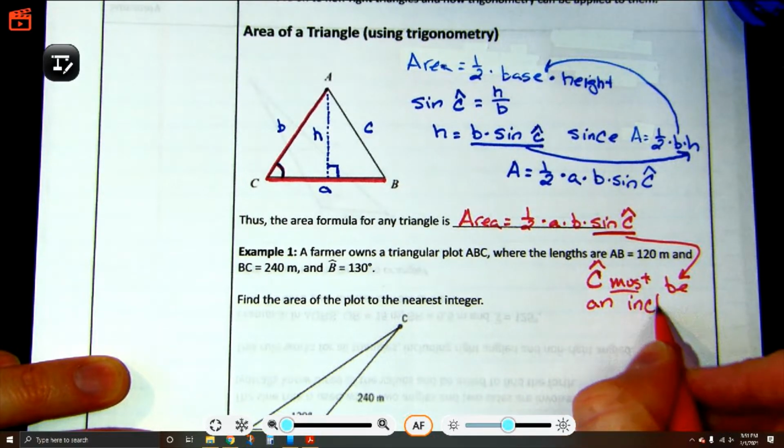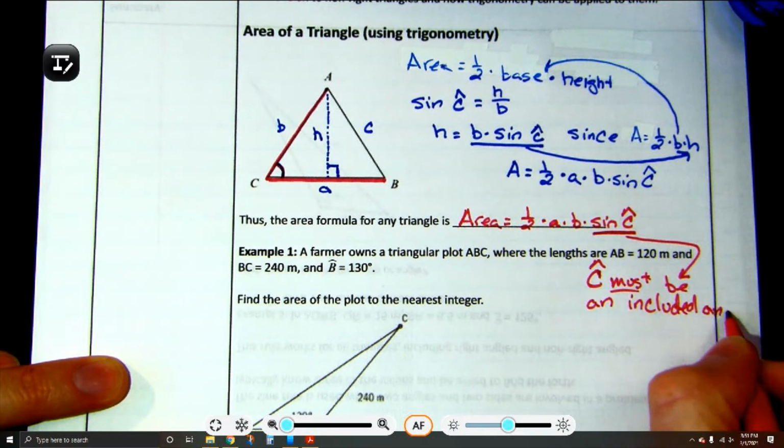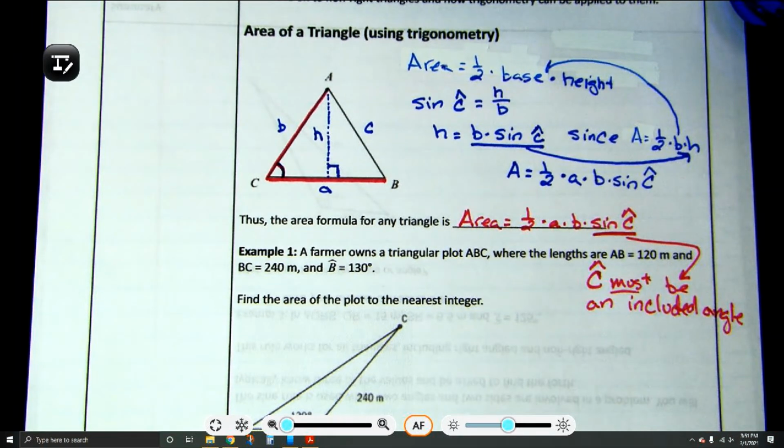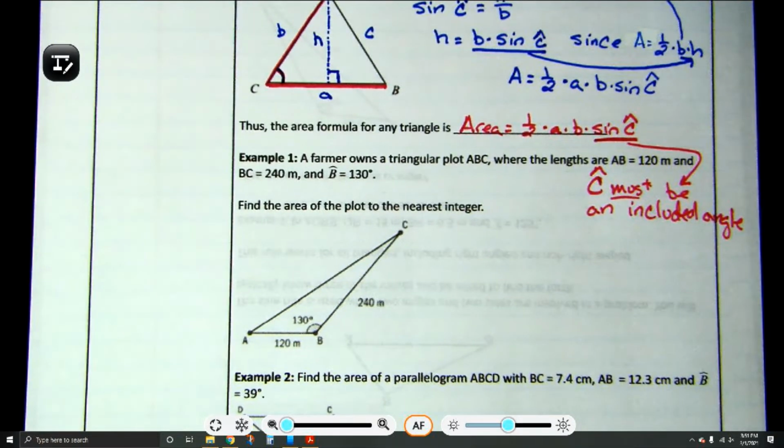Think of included as the in-between angle. Okay. So now let's see this in action. Let's look at an example here. It says a farmer owns a triangular plot ABC, and here's a picture where the lengths are AB equals 120 and BC equals 240, and the measurement of angle B is 130 degrees. We've got that there. So find the area of the plot to the nearest integer.